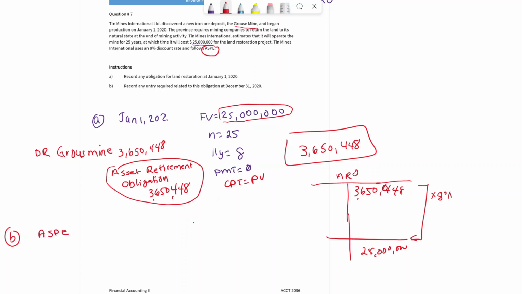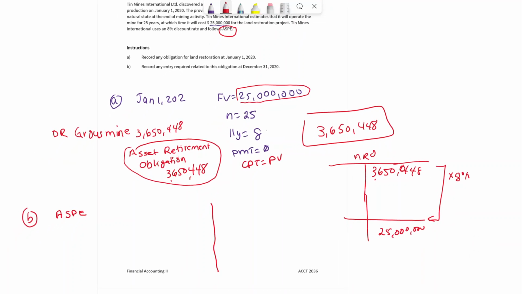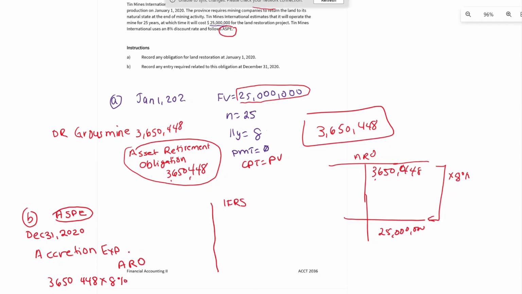If the company is using ASPE, the debit entry will be different. The amount will be the same, but the debit account will be different. So I'm just going to show you both. If the company follows ASPE, we do this entry on December 31st, 2020. Our debit will be accretion expense, and the credit will be asset retirement obligation. The amount is the balance that we started off with multiplied by the discount rate, in this case 8%.